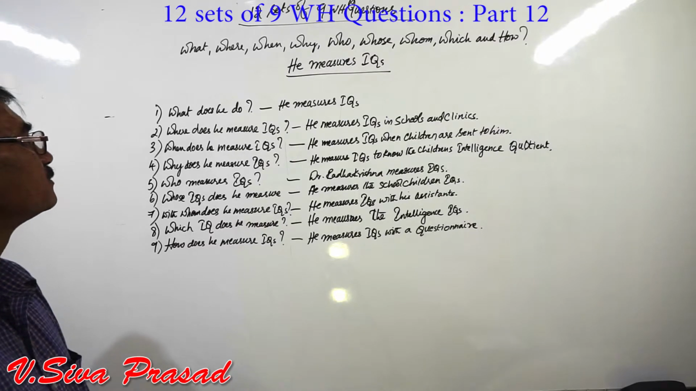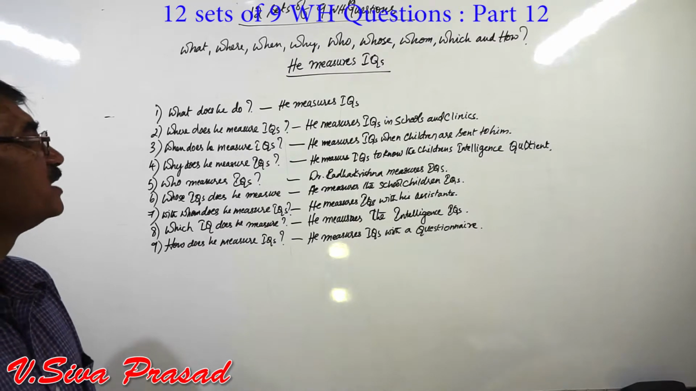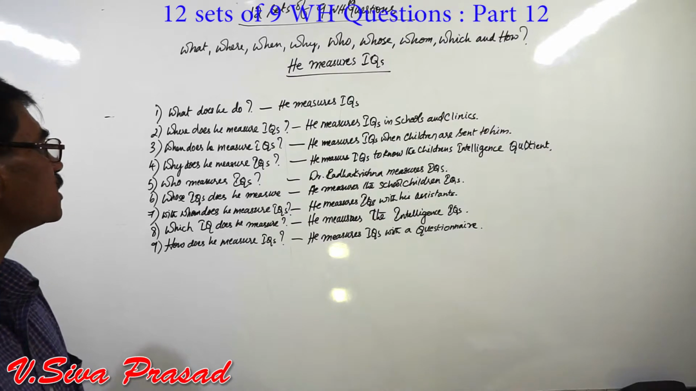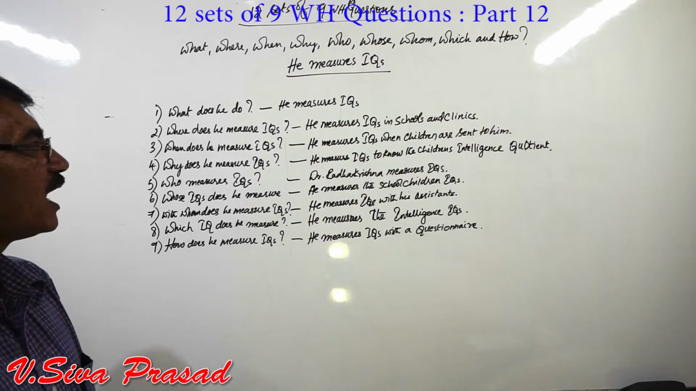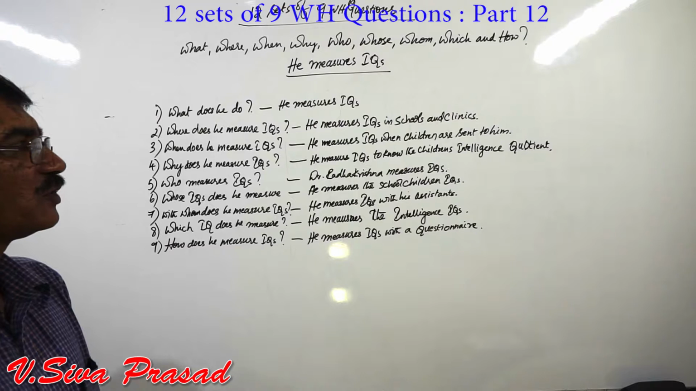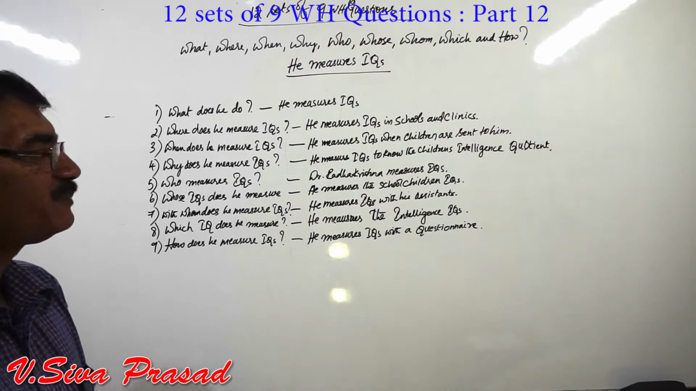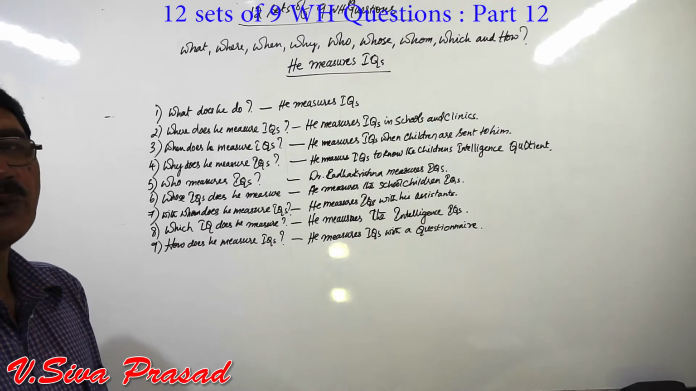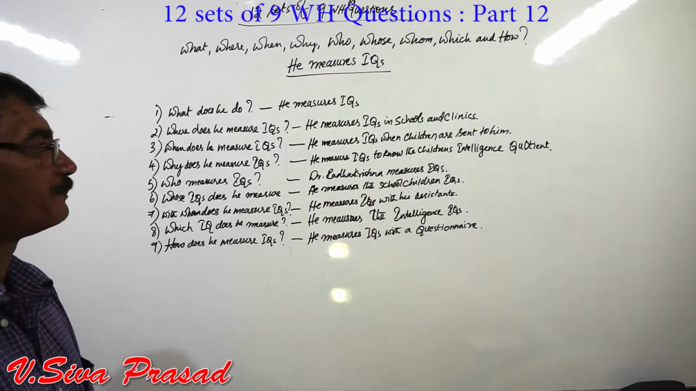The 11th one. What had he been doing? He had been measuring IQs. Where had he been measuring IQs? He had been measuring IQs in schools and clinics. When had he been measuring IQs? He had been measuring IQs when children had been sent to him.